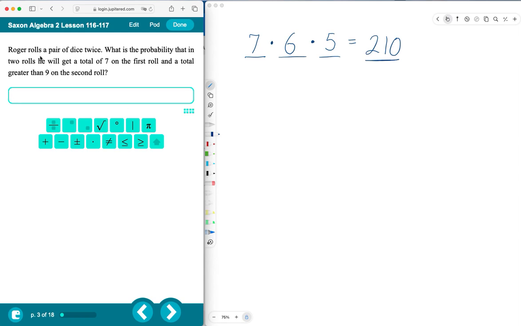Roger rolls a pair of dice. What is the probability that in 2 rolls he will get a total of 7 and a total greater than 9? So we have to think about all of the different ways that we can get a 7 with 2 dice, and then all of the different ways we can get a number that is greater than 9. So a 7, let's see, I'm thinking first dice, second dice, right?